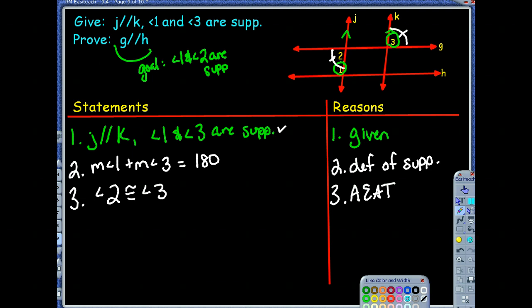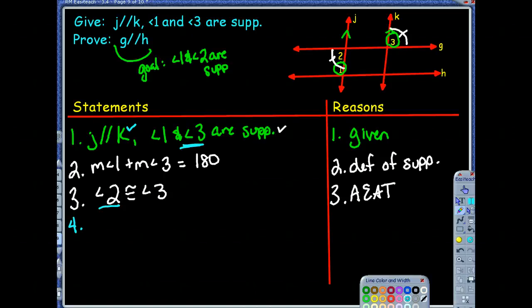Exactly. Now, I'm just thinking, because I know this is something I see some students do, could I just put angle 2 into the statement in the given where it says angle 1 and angle 3 are supplementary? Can I just say angle 1 and angle 2 are supplementary? Great question. Can we substitute? Substitution is a property, right? And it's a property of equality.